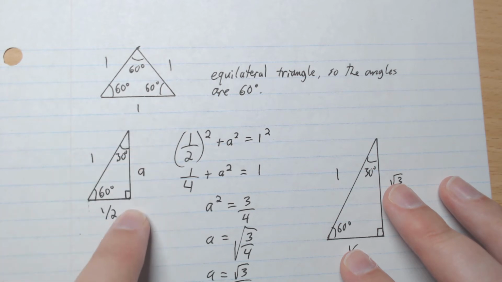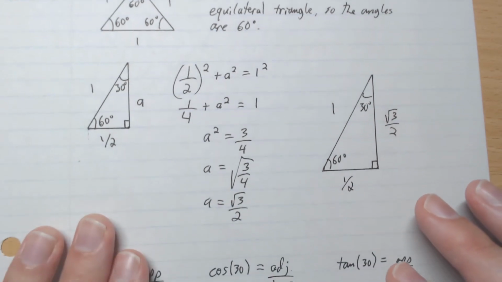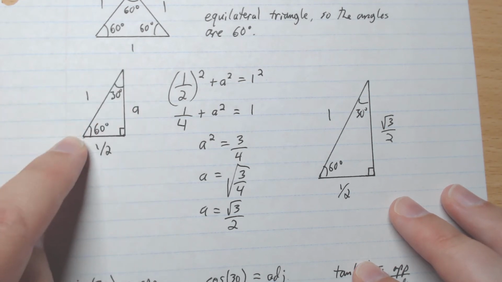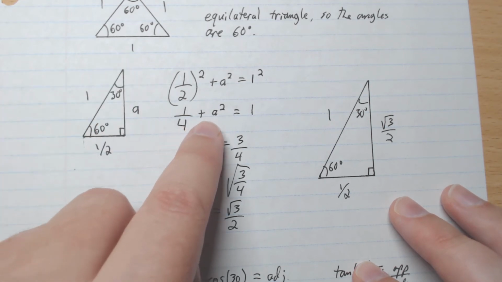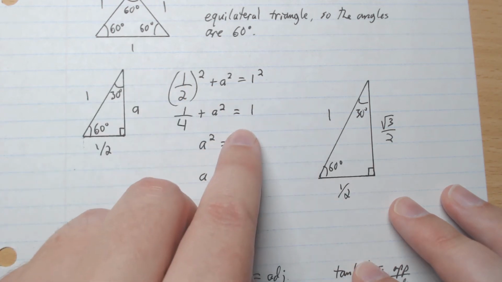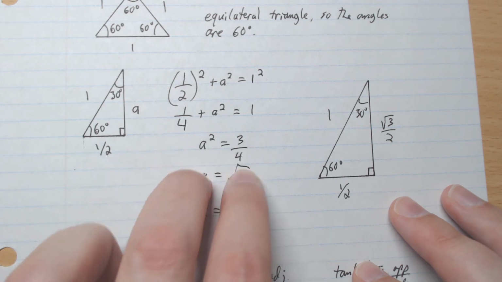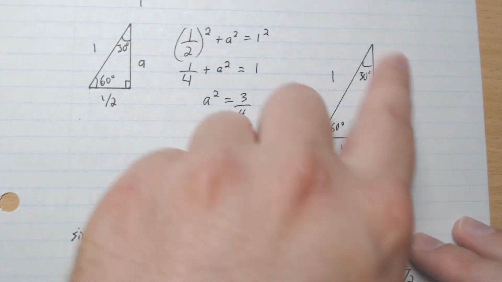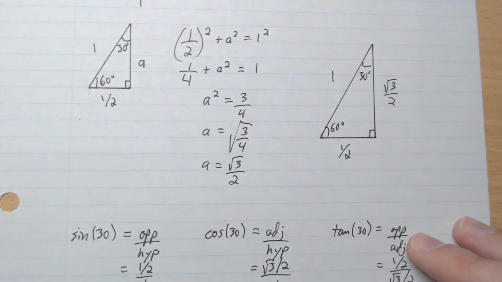Now we've got to find out what that a value is. And so we're going to use the Pythagoras Theorem. Half squared plus a squared equals 1 squared. So we have a quarter plus a squared equals 1. Minus 1 quarter to both sides, so a squared equals 3 over 4. Square root both sides, and we get root 3 over 2 like that. And so this is our special triangle.